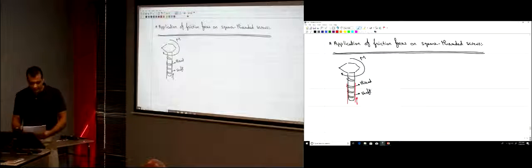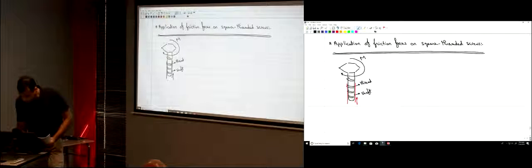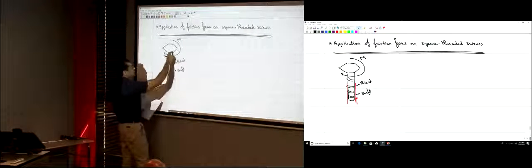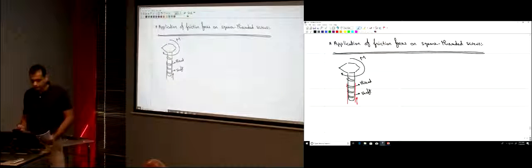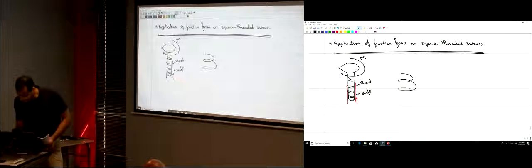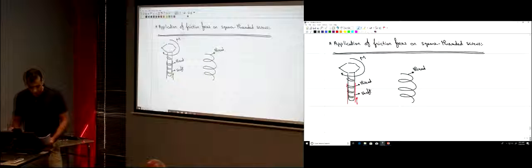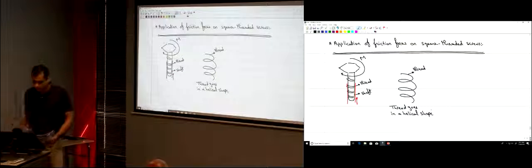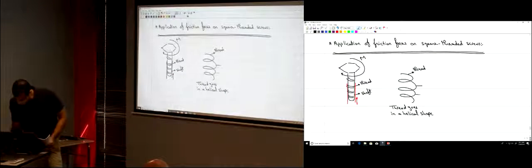So now, how do those threads look? The threads are the point of contact between this part and the screw itself. Those are the threads. The thread goes in a helical shape.